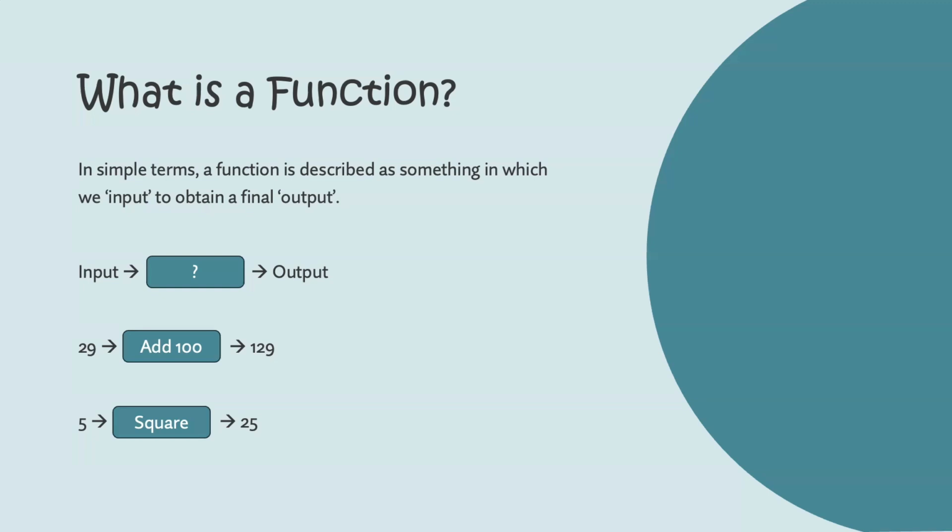So to describe what a function is in simple terms, we have an input. Okay, so we have something that we put in. Something happens, so imagine a machine. Something happens, and we get a final output. That's basically what functions are.